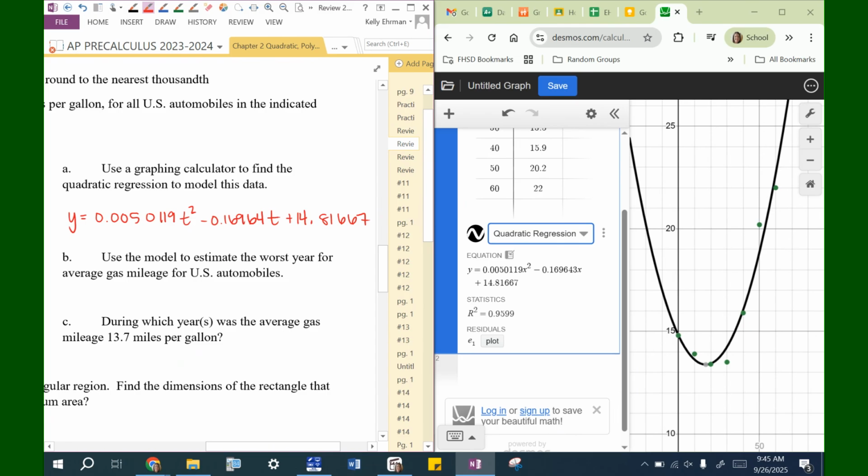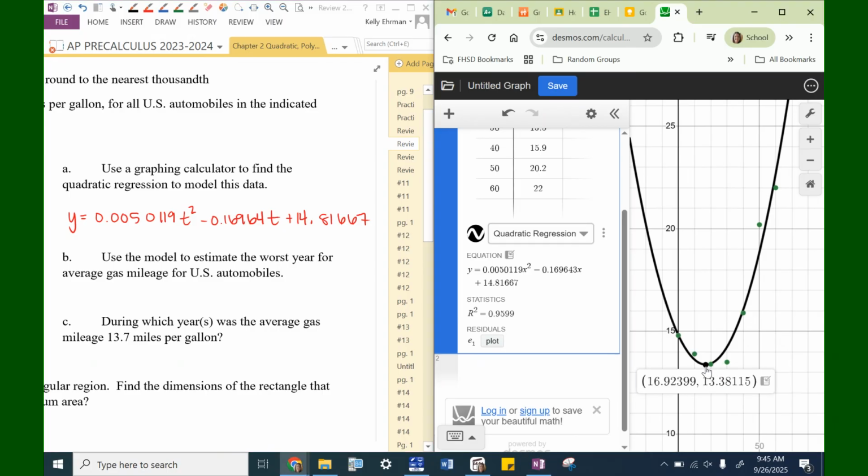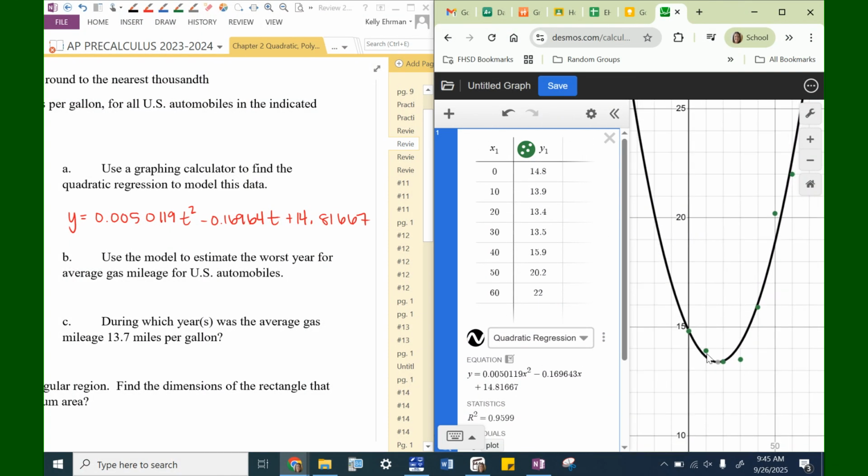Use the model to estimate the worst year for average gas mileage for U.S. automobiles. So the worst year would be the lowest point on the parabola because remember the y values are the gas mileage. So in this one, my points are not in the way. I can see what that is. If the points are in the way, we had this in our notes. If you're trying to click on this and you keep getting the data point, remember you can turn them off if you need to. But anyway, this one's fine. So I'm going to click on it to get it to hold there so that I can write this down.